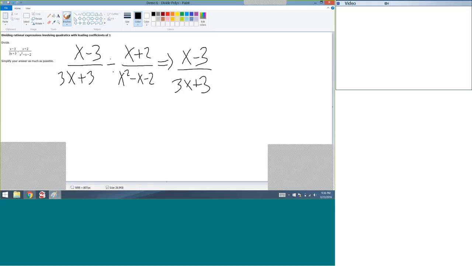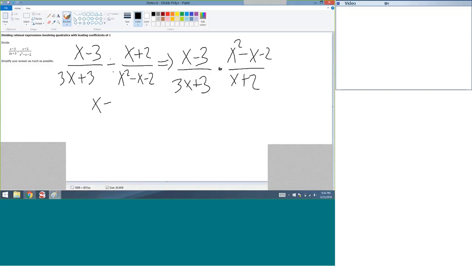Some professors might have taught you this as the keep, change, flip. Same thing here. You keep your first, change the operation to multiplication, and then you flip your second. So now the trinomial comes up top, and your x plus 2 is going to be on the bottom. And that's going to create a multiplication instead. And then from there, it's exactly what we've been doing before. We just take it a piece at a time and try to factor or simplify it down.